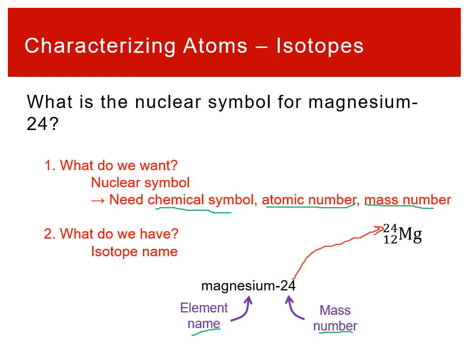So we can take that nuclear symbol from the isotope name, magnesium-24, which is trying to convey the exact same information as the nuclear symbol. It's just a matter of rearranging those, looking up that one extra piece of information, what the symbol is and what the atomic number is. But otherwise, it's the same information, just repackaged.